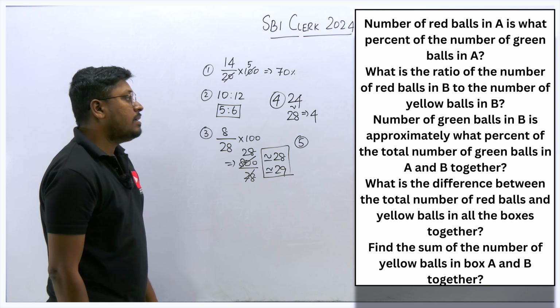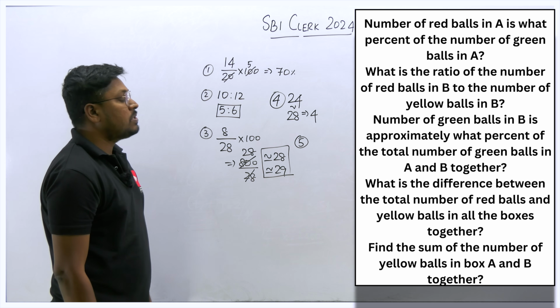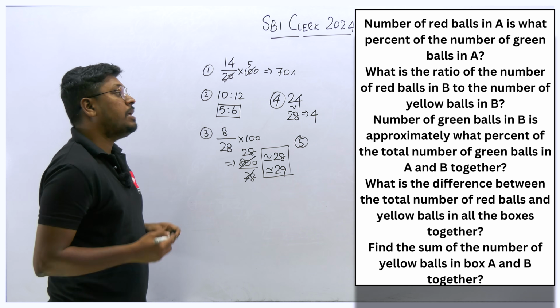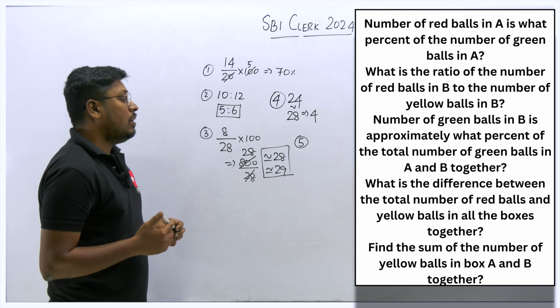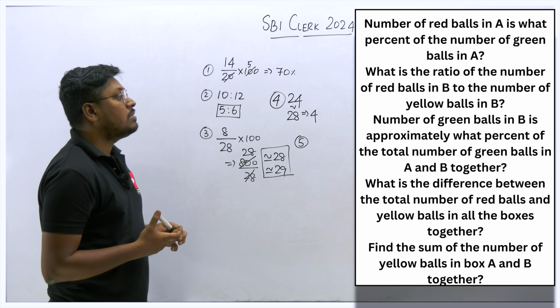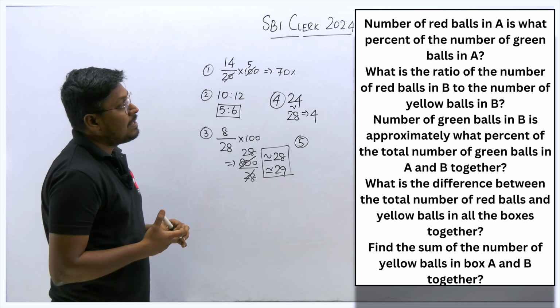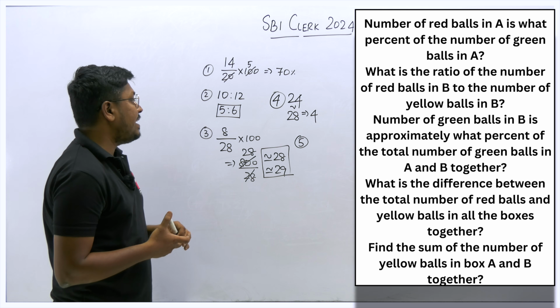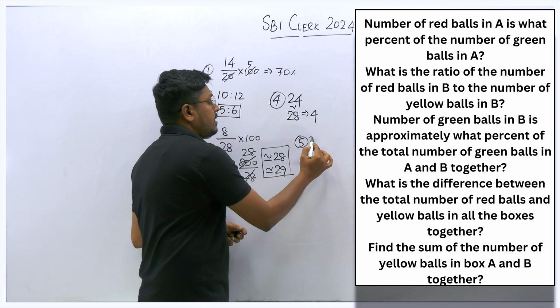So last question. Find the sum of the numbers of yellow balls in box A and B together. Okay, so yellow balls in box A and B together: 16 plus 12, which is 28, right? The answer for that question is 28.